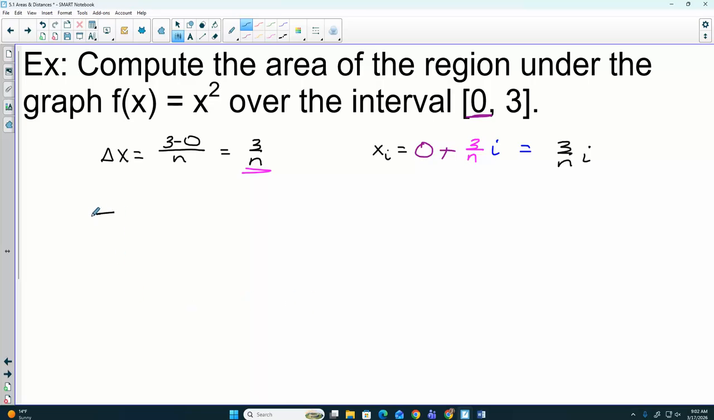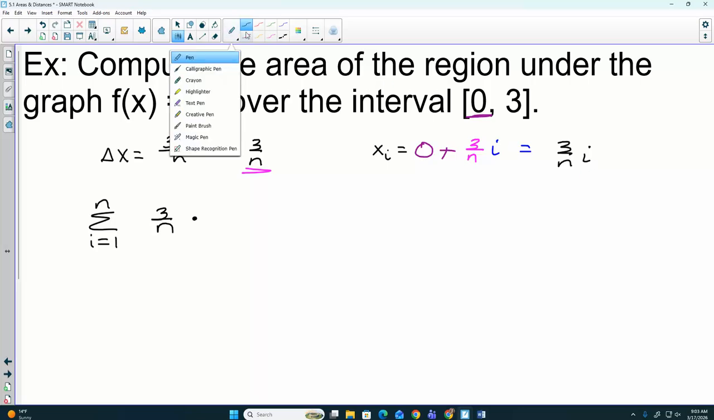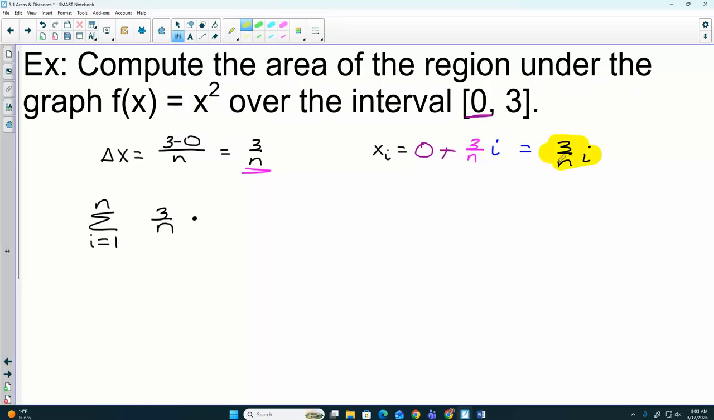So if I'm going to do the sum, I need to add up from 1 to n the area of these rectangles. The area is length times width. They all have a width of 3 over n. And to get the height of those rectangles, you are going to plug the x into the equation. It would be 3 over n times i, squared. Length times width.